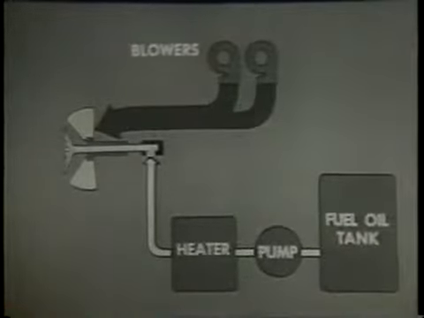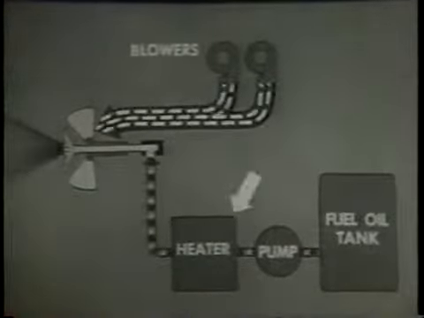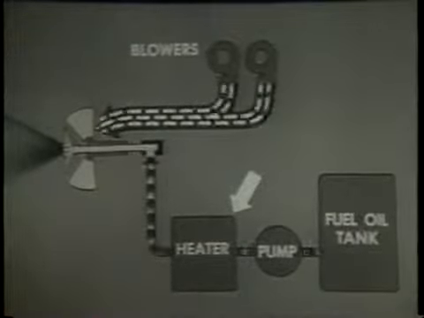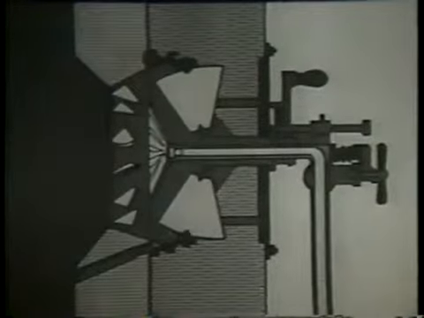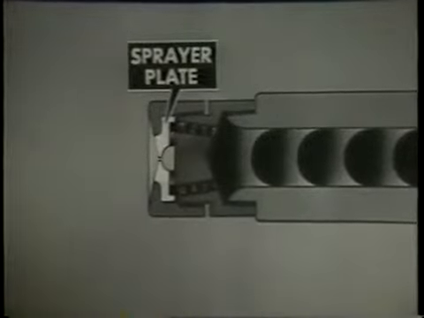The forced draft blowers send a strong blast of air to the burner. The fuel oil pump sends the oil through the heater where the oil is heated to give it good flow qualities. Then the oil is pumped to the burner. This simplified cutaway of the burner shows how the fuel oil is forced through the burner barrel to the atomizer nozzle, where a series of passages guide the oil to the sprayer plate. The sprayer plate makes the oil rotate at high speed, breaking up the oil into particles. The oil leaves the atomizer as a hollow, mist-like cone or spray.